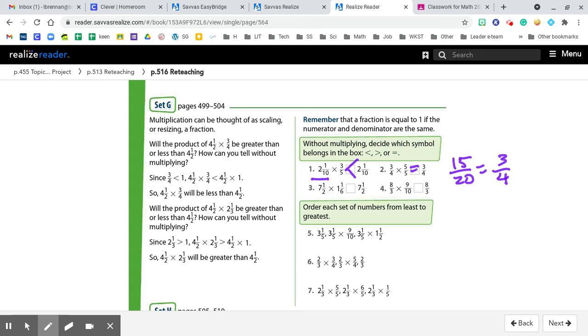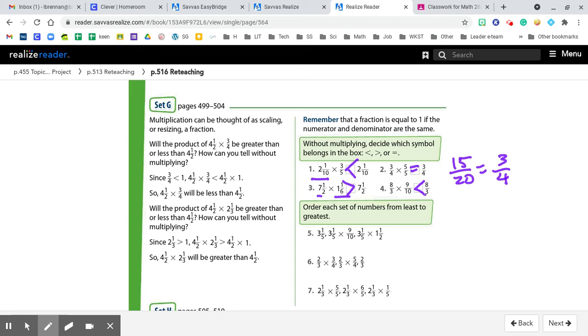Number 3, we're multiplying 7 and 1/2 by a number greater than 1. So my value will be greater than 7 and 1/2. And 8/3 is larger than 1. So I'm multiplying something larger than 1 times something close to 1. But it's less than 1, so my answer will be less than. And then put these numbers in order.